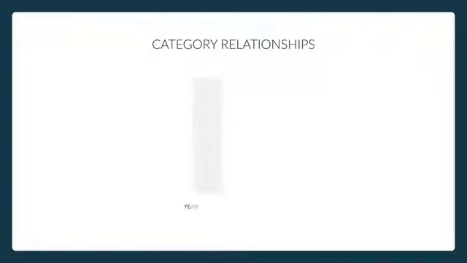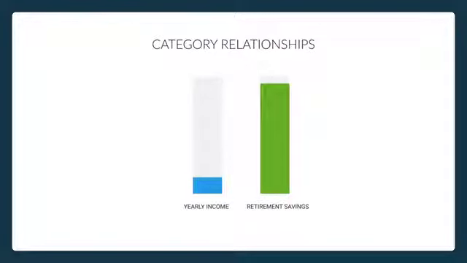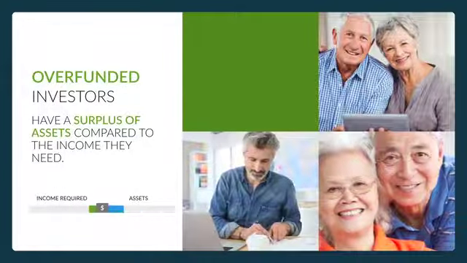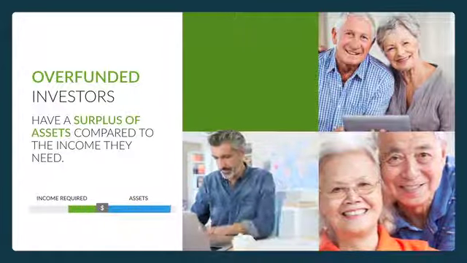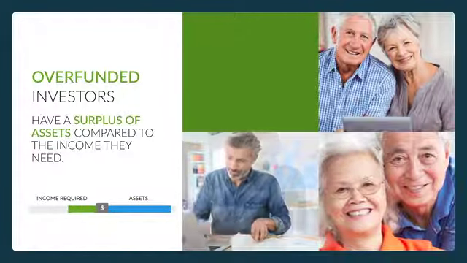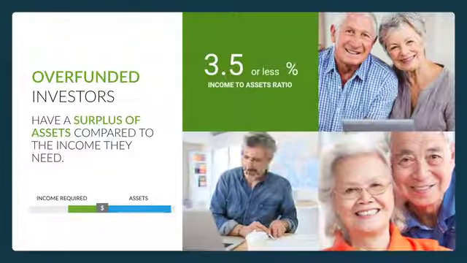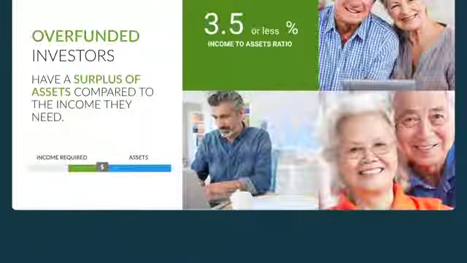What defines these categories is the relationship between the amount of yearly income the retiree wants to generate compared to the amount of savings the retiree has accumulated. We call this the income to assets ratio. Overfunded investors have a surplus of assets compared to the income they need. They're a lucky minority. Overfunded investors have an income to assets ratio of 3.5% or less.